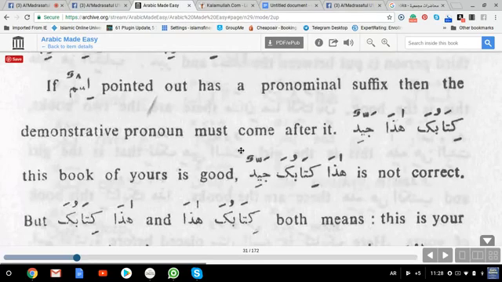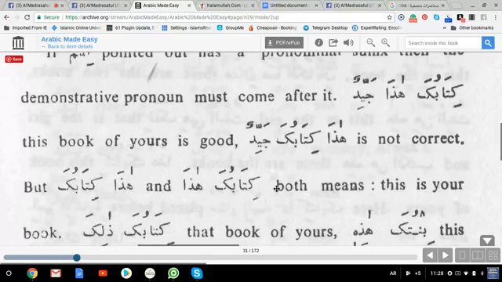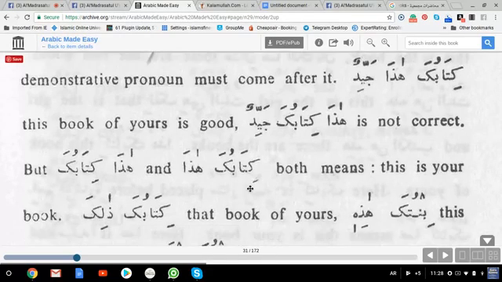An Arabic speaker wouldn't say that. And he's wrong to say hada kitabuka is not correct. This is not correct. So a lot of things in this particular book I don't agree with, and I will let you know if he says something that's not correct.